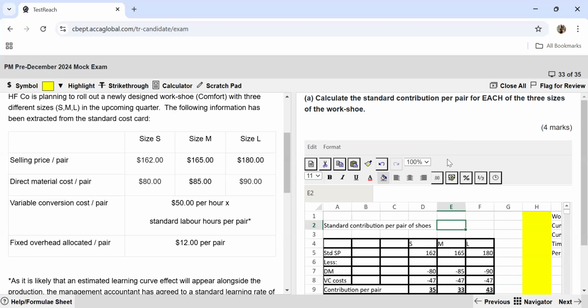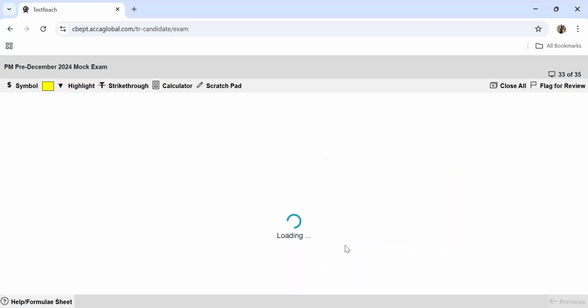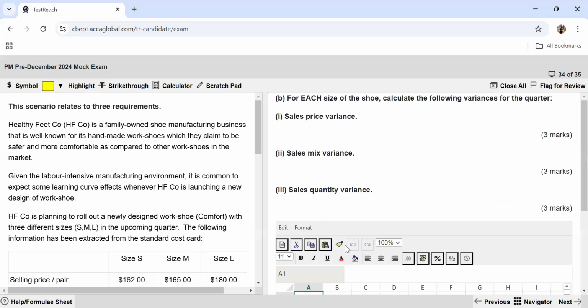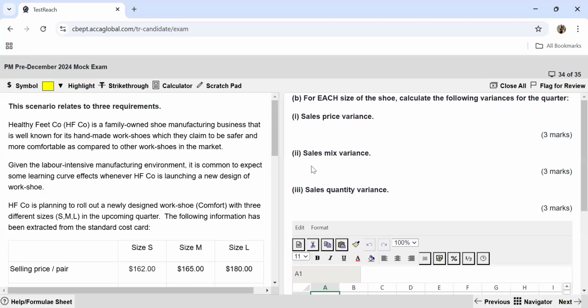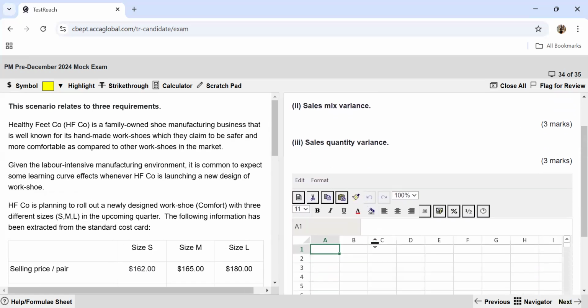Now with this, we are through with the first part of your last question. Now we will move on to what part B is asking. Coming to part B now, for each size of the shoe, calculate the following variance for the quarter. So we need to find out 3 variances for each size of the shoes: sales price variance, sales mix variance, and sales quantity variance. Right, so no advanced variances have been asked over here. These are simple, which you learned in the management accounting exam also.